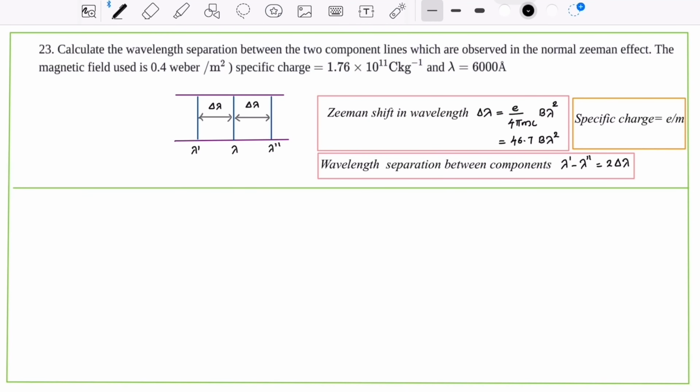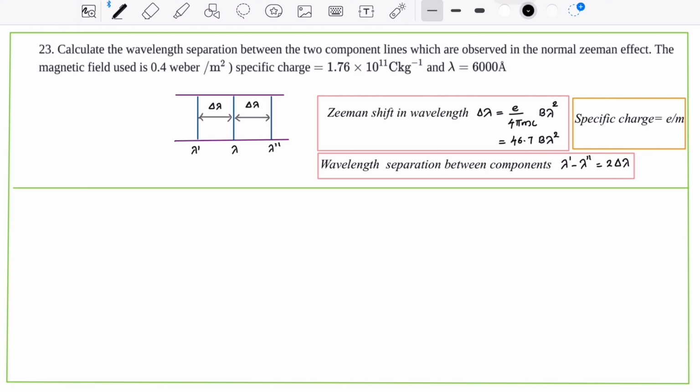The first question is: calculate the wavelength separation between the two component lines which are observed in the normal Zeeman effect. The magnetic field used is 0.4 Weber per meter square. The specific charge is equal to 1.76 into 10 raised to 11 coulomb per kilogram and lambda is equal to 6000 angstrom. In the present problem, we have to determine the wavelength separation between two component lines in normal Zeeman effect.